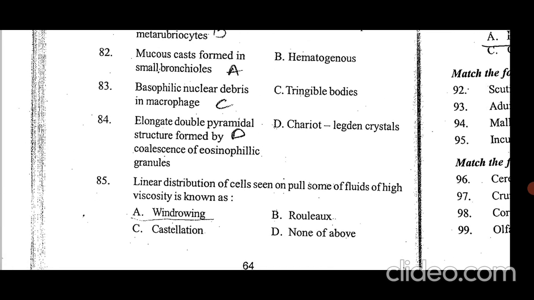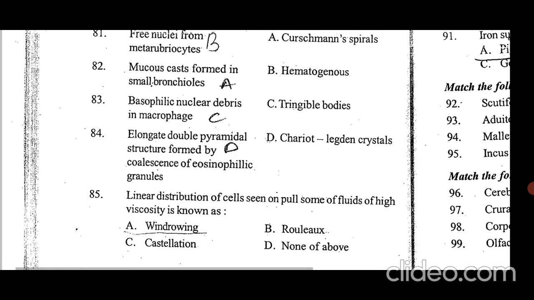Linear distribution of cells seen on pull, as with fluids of high viscosity, is known as wind drawing. Wind drawing is the linear distribution of cells seen on pull. If high viscous fluids make this linear distribution of cells, then it is wind drawing. And Charcot-Leyden crystals are the coalescence of eosinophilic granules.